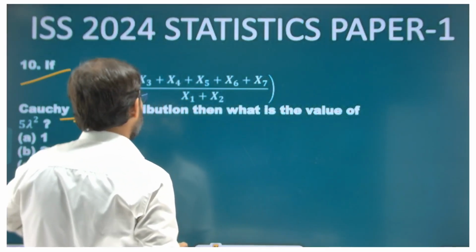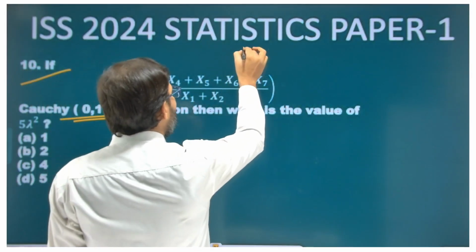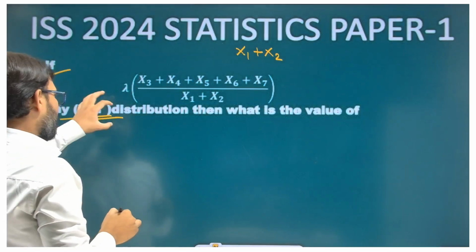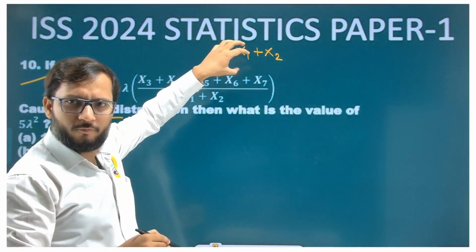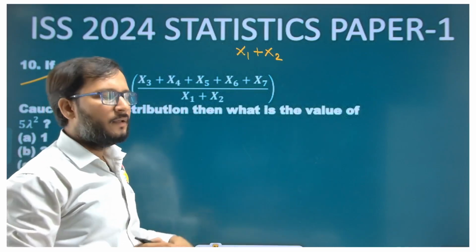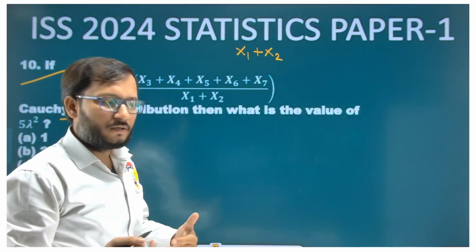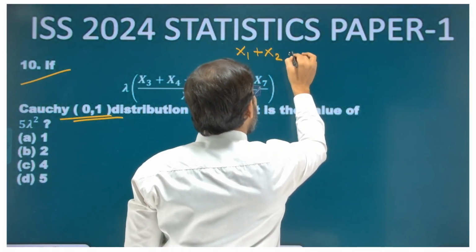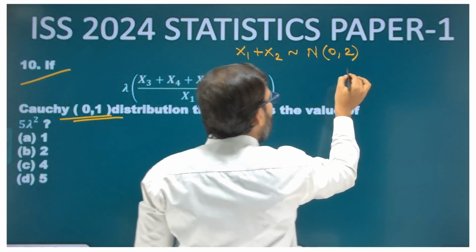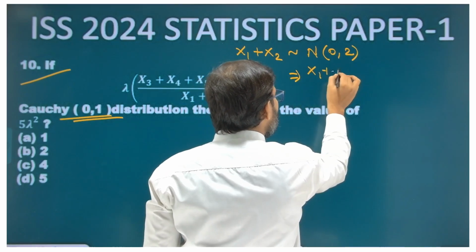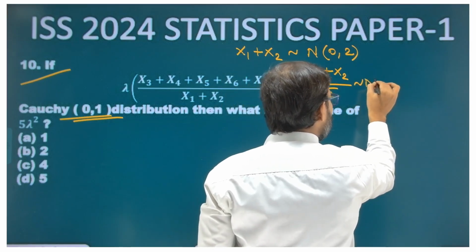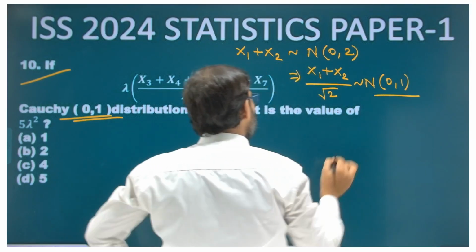So Cauchy 0, 1. Let me see the distribution of x1 plus x2, because here there should be y and z, where y should follow normal 0, 1 and z should follow normal 0, 1. Then it will be called Cauchy 0, 1. Got the point? So x1 plus x2 follows normal 0, 2. You know it well. So this implies that x1 plus x2 upon root 2 will follow normal 0, 1.